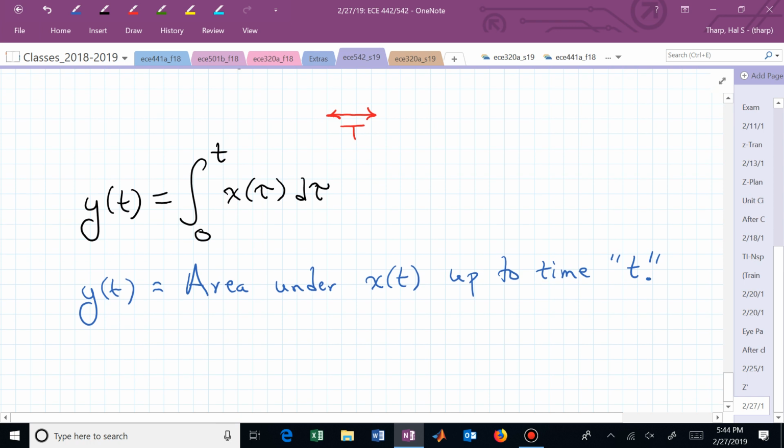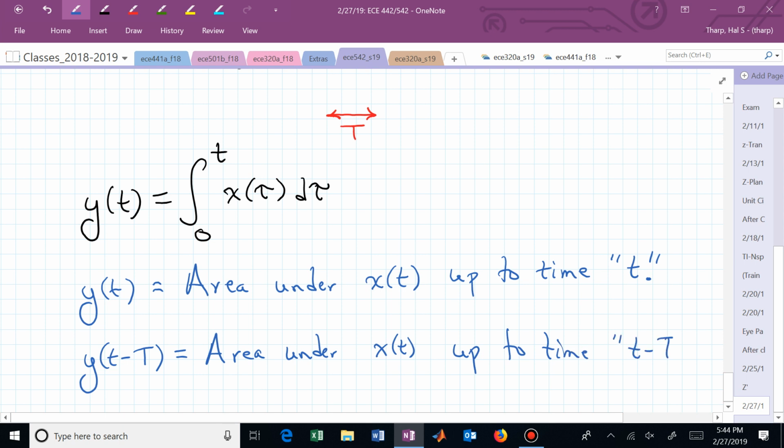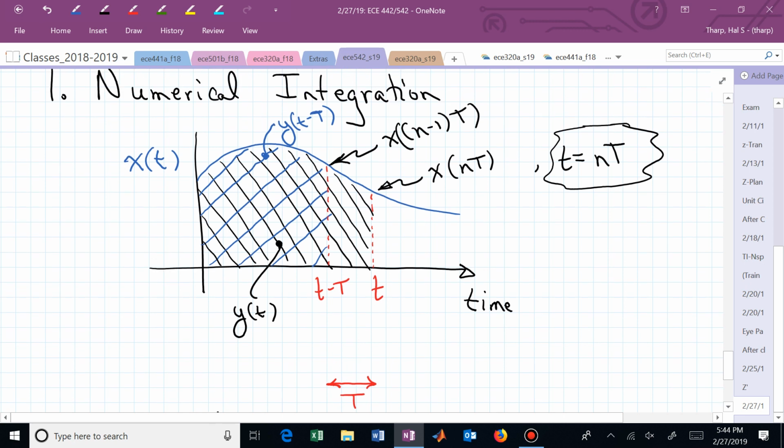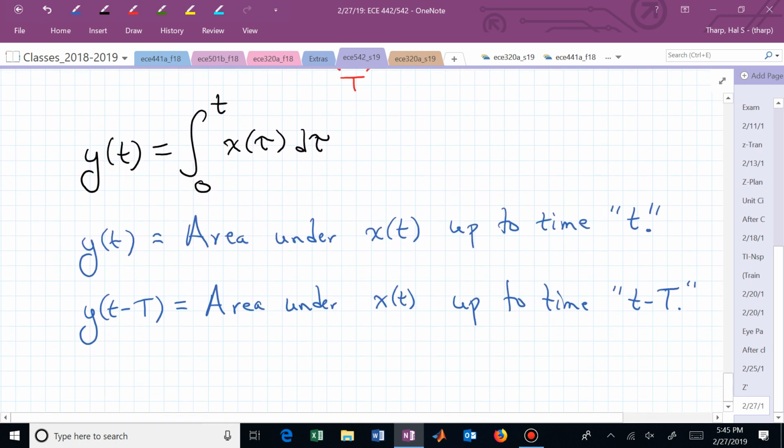If that's y of little t, then y of little t minus capital T, or y at one sample period before y of t, this then is the area under x of t up to time little t minus capital T. And that should be what I'm trying to illustrate here with the black slashes or shading for y of t and the blue shading for y of little t minus capital T. That's the distinction I'm making.